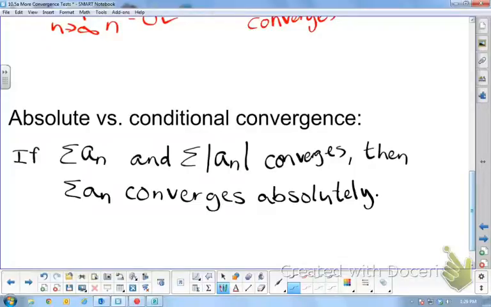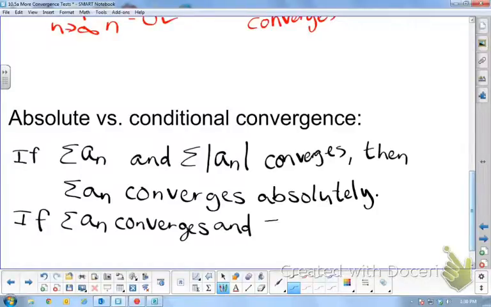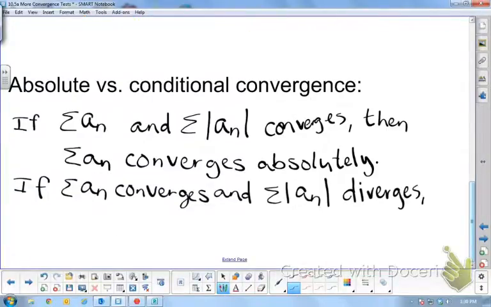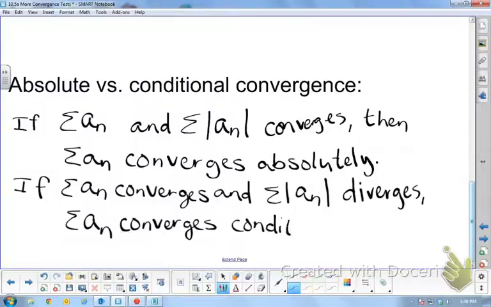If the series A sub n converges and the absolute value of the series diverges, then the series converges conditionally. If all our terms are already positive, we're either going to converge or diverge.